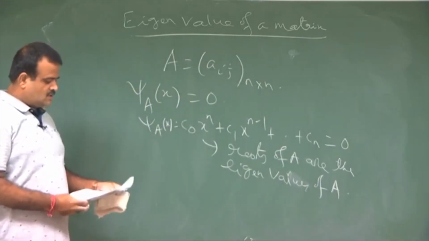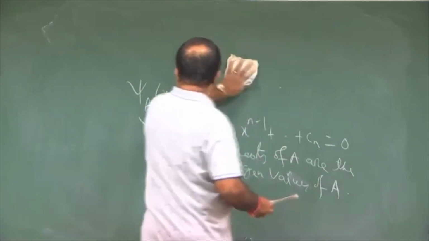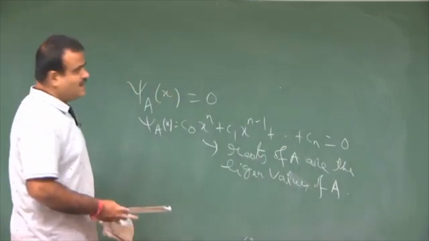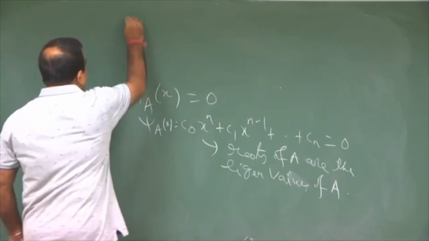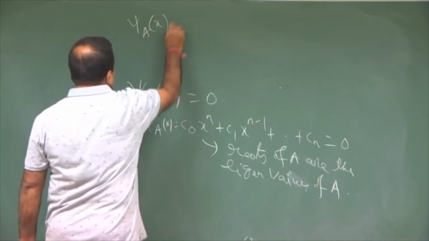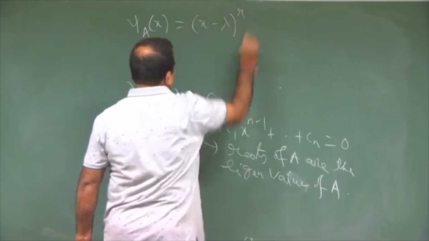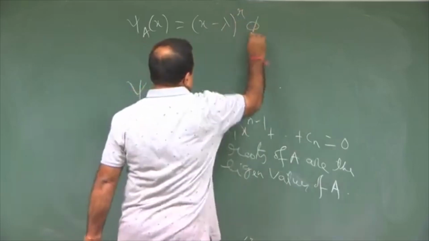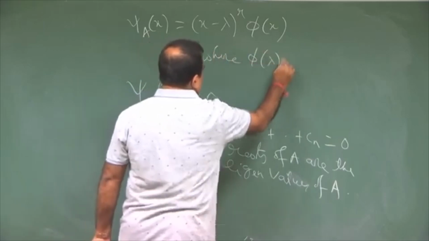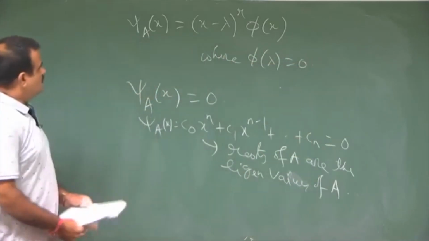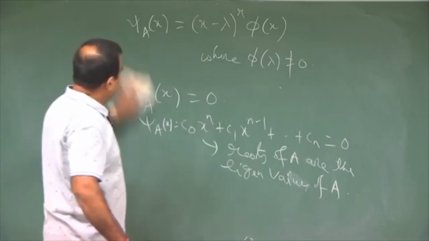Okay. Now, suppose lambda is a root with multiplicity r. That means phi A of x will be written as x minus lambda to the power r times some psi of x, where psi of lambda is not equal to 0. If it is equal to 0, then lambda will be another root again.